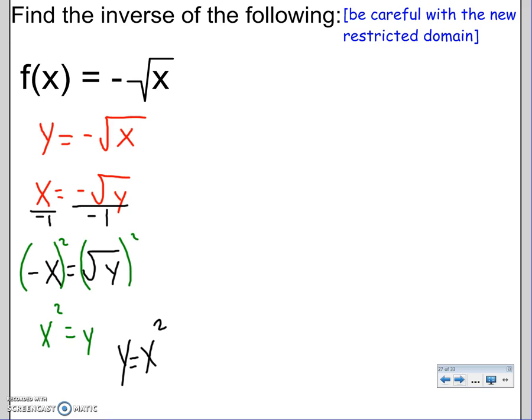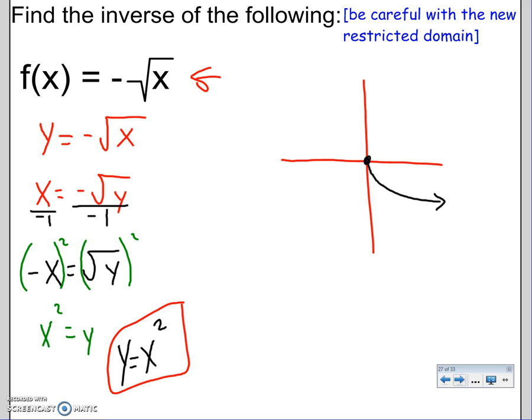Now that's a parabola. Now that's only half the answer. I said be careful with the new restricted domain. So what I mean is this. Our original picture, meaning this thing right here, is a square root that's flipped. So I start at 0, 0, and I flip it. Looks like that. Now our final answer, the inverse, it's a parabola, y equals x squared, meaning it looks like this.